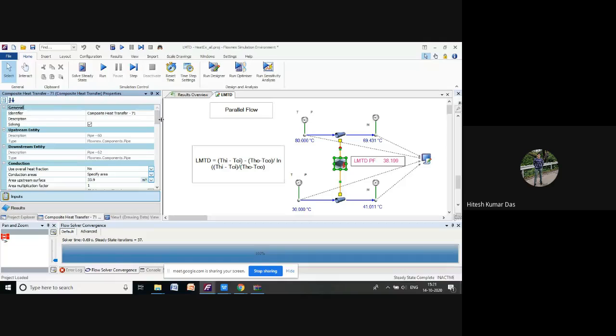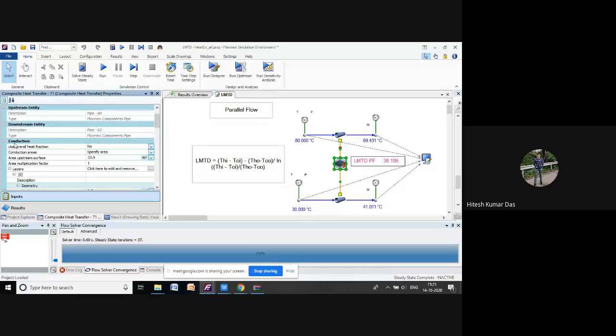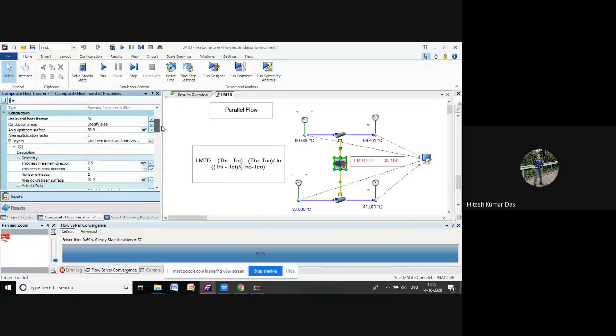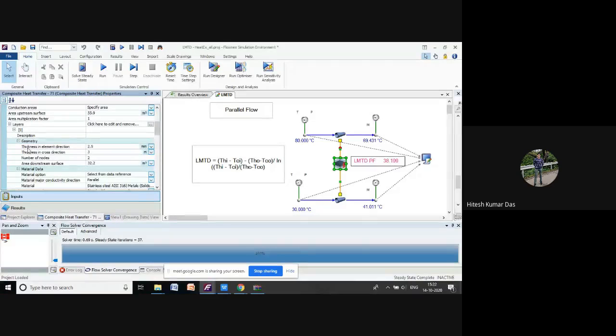You can see, first of all, for the conduction, we use overall heat fraction as no. Conduction heat area we have taken as upstream area, 33.9. Upstream is this one, downstream is this one. For this upstream pipe area, we have assigned 33.9 square meters. Next, for that pipe, we have assigned thickness in element direction. Thickness in element direction means the pipe thickness, 2.5 mm.